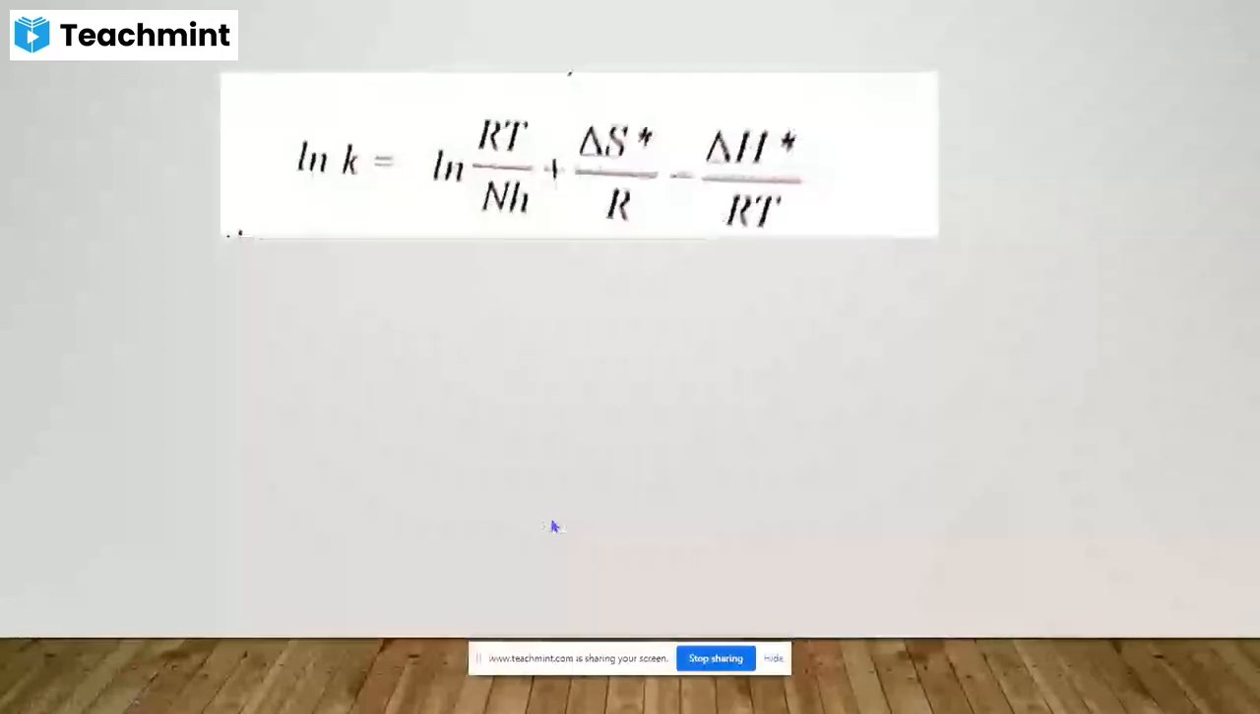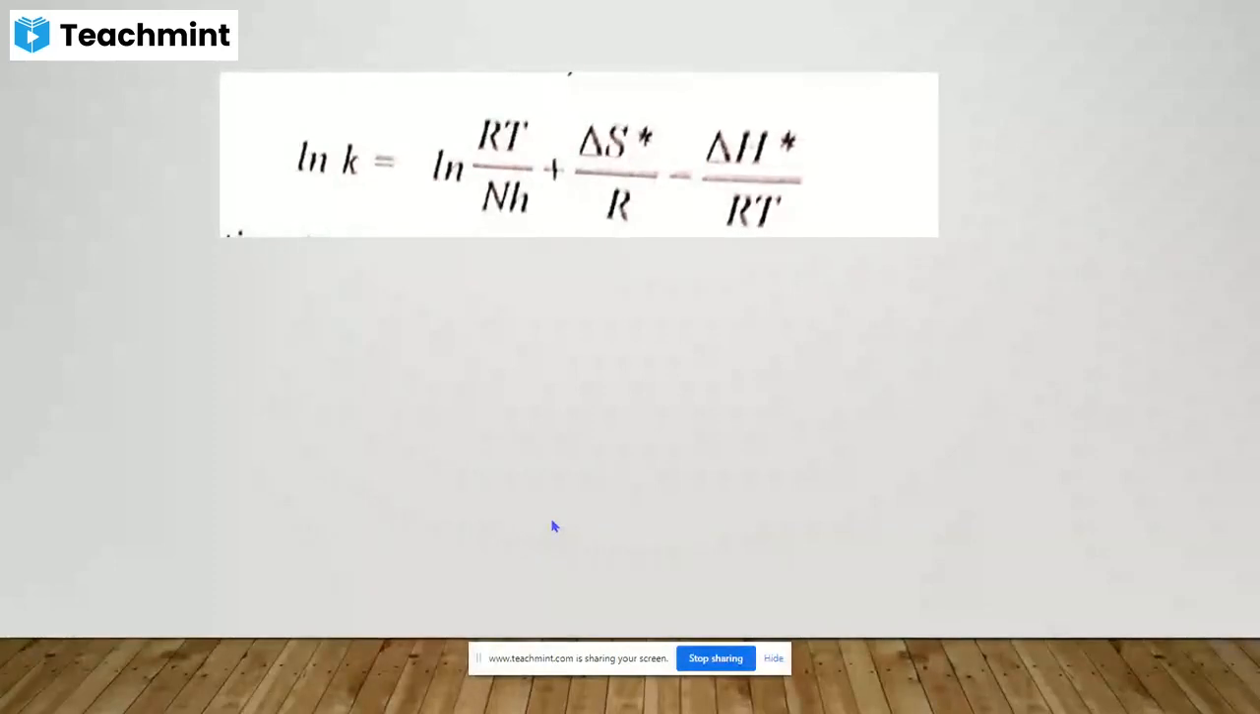Here we derive one of the important derivations for the activated complex theory. This derivation is used to find the terms involved. Here we use the term k for the rate of the reaction. R is a constant, T is the temperature, and NH is also one of the constant terms. It is constant at a definite temperature, and it is independent of the nature of the reactant and the product involved in the reactions.